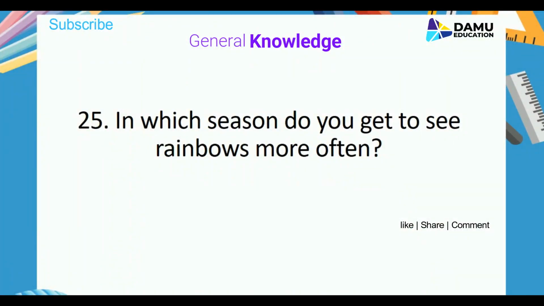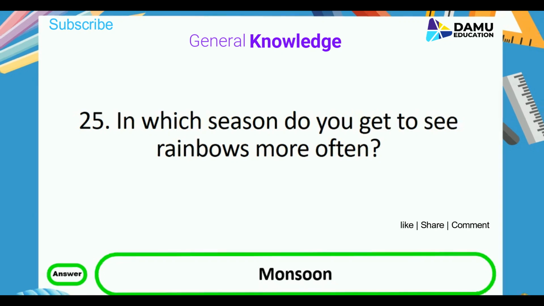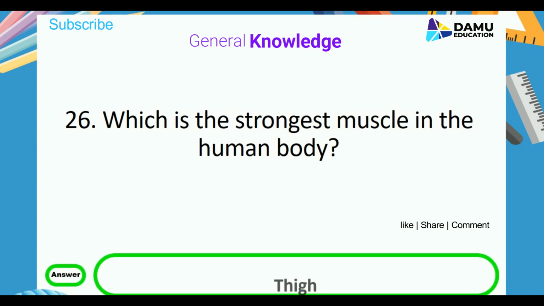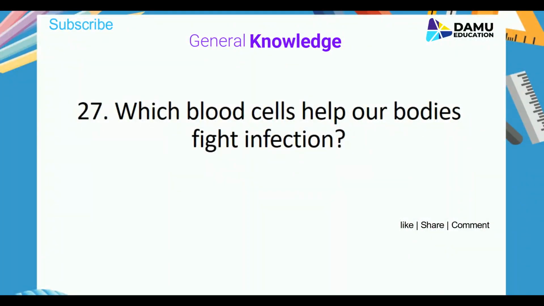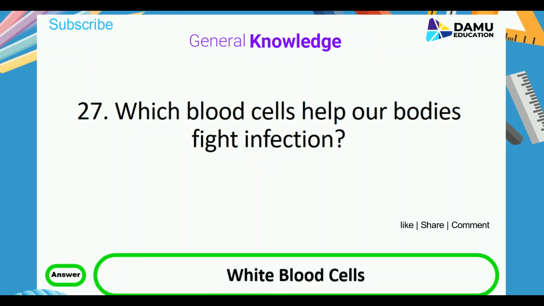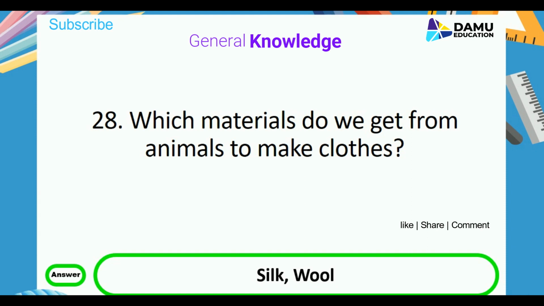In which season do you get to see rainbows more often? Answer is monsoon. Which is the strongest muscle in the human body? Answer is thigh. Which blood cells help our bodies fight infection? Answer is white blood cells. Which materials do we get from animals to make clothes? Answer is silk and wool.